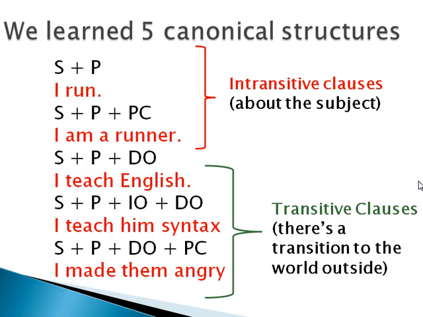So, in English, we have basically 5 canonical structures to compose a sentence, okay? Based on the idea of subject, predicate, and predicative complement, direct and indirect object, okay? The first one is the most basic one, I run. In this case, I have subject and predicate. Now, what kind of predicate is this? Run.